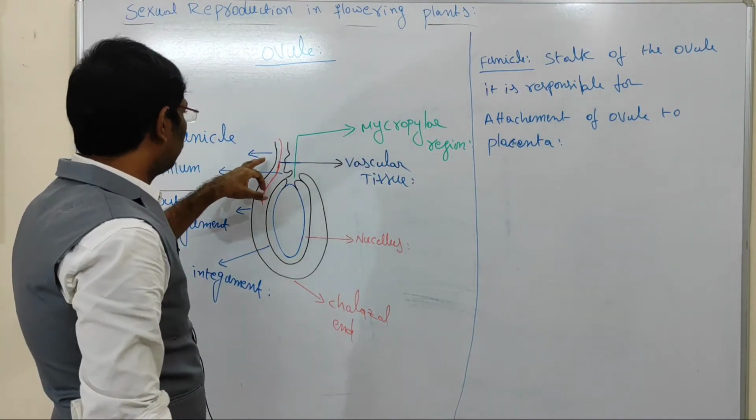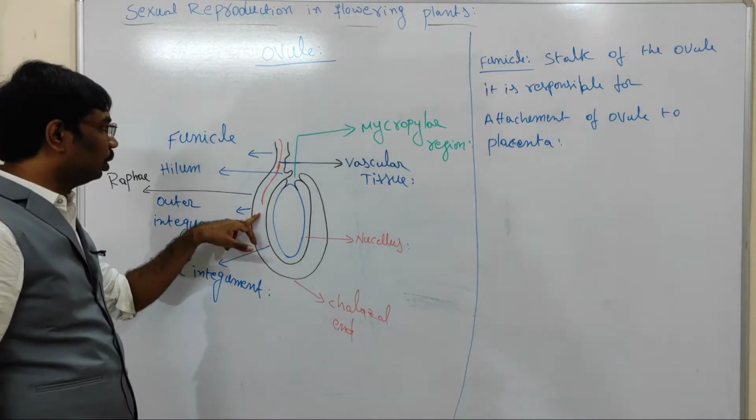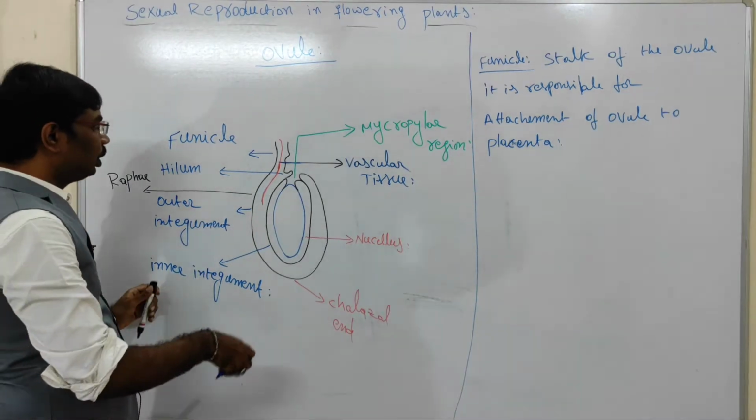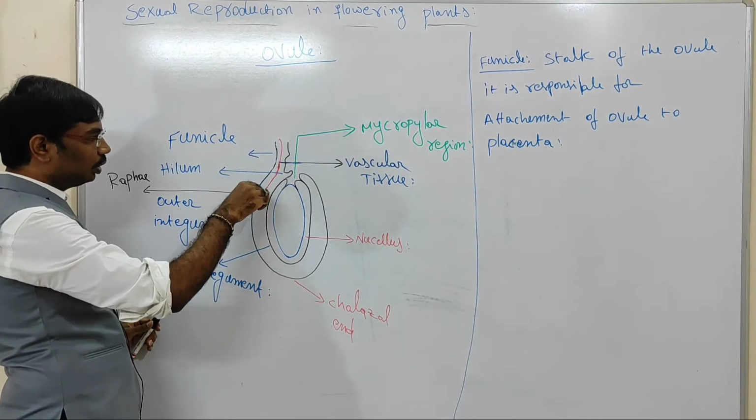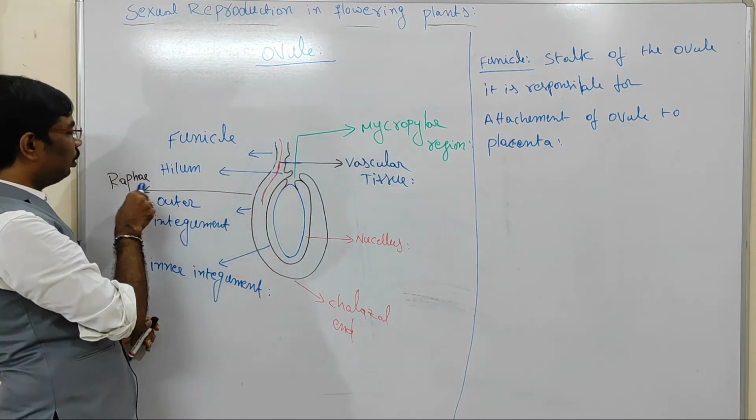After that, the funicle extends up to some distance in the ovule. The region up to which the funicle extends along the ovule is called the raphe.